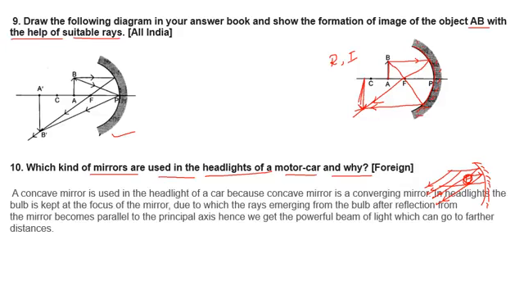Let's read the answer. A concave mirror is used in the headlight of a car because a concave mirror is a converging mirror. This is an advantage. In headlights, the bulb is kept at the focus of the mirror, due to which the rays emerging from the bulb, after reflection from the mirror, become parallel to the principal axis. Hence we get a powerful beam of light which can go to a farther distance.